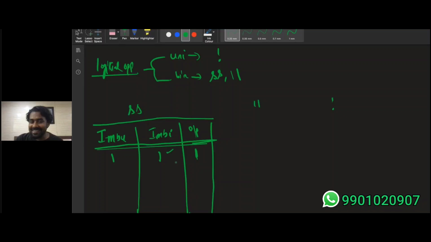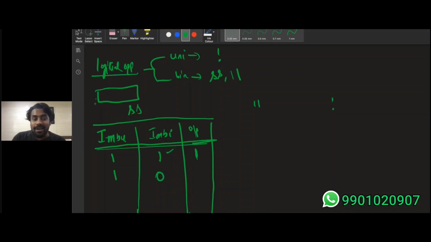Now here, when you come across 1 and 0, or else I'll give you one more example. There are two characters, Imbu and Imbi. There is one big bench. I want to lift this bench, and to lift this bench I need two persons, and their names are Imbu and Imbi.